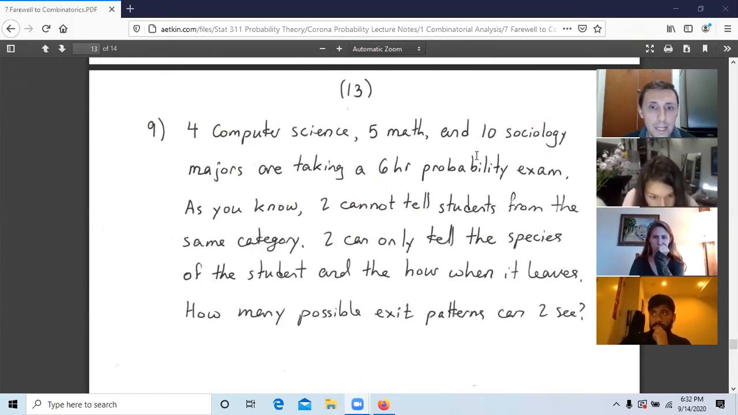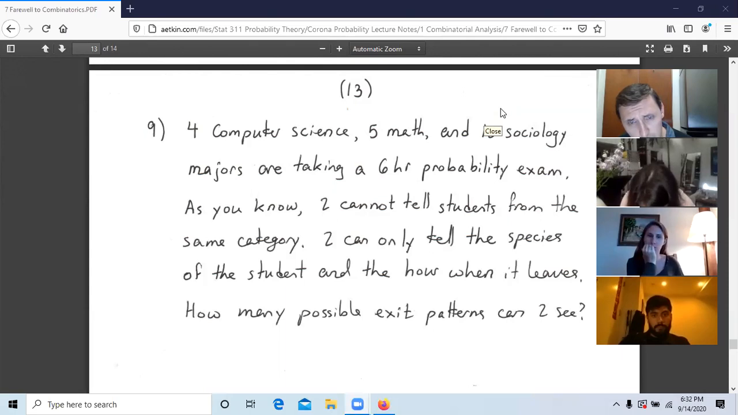So Bowen says 9 choose 5, but 9 choose 5, what's the 9 about? I think there are 4 computer science, 5 math, and 10 sociology. Okay, so the 9 is, I guess, I don't know. Yes, so Bowen, perhaps your idea is completely other, just some particular values here. Maybe not. I'm sorry, maybe I glitched my head.